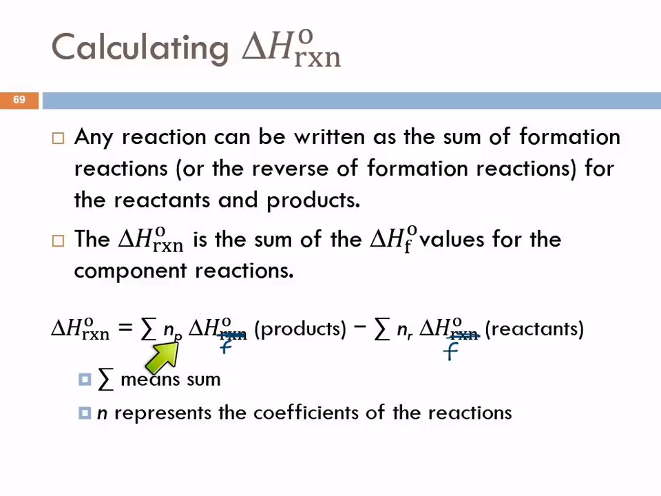It's the coefficient times the heat of formation for the product, and if there's more than one product, it's the coefficient times the heat of formation for the other product. You add them all up together. That's the sum of those. It's products minus reactants. And then you subtract the coefficient times the heat of formation for the reactants, and you add all those up together.